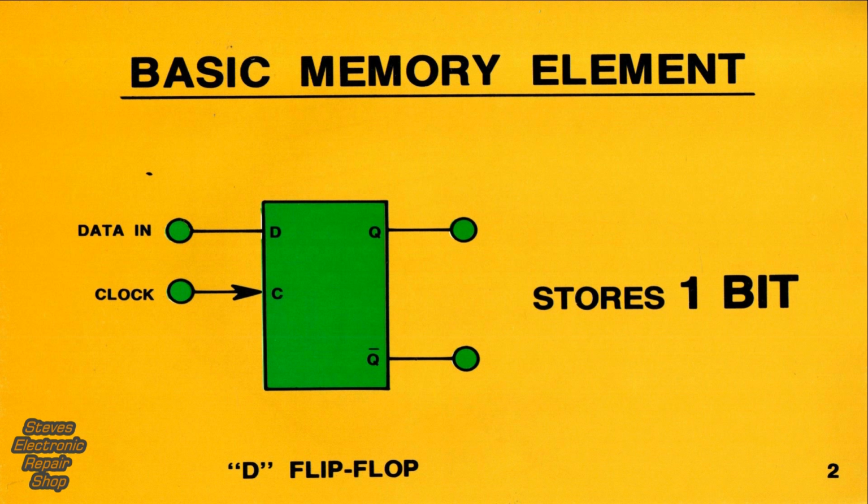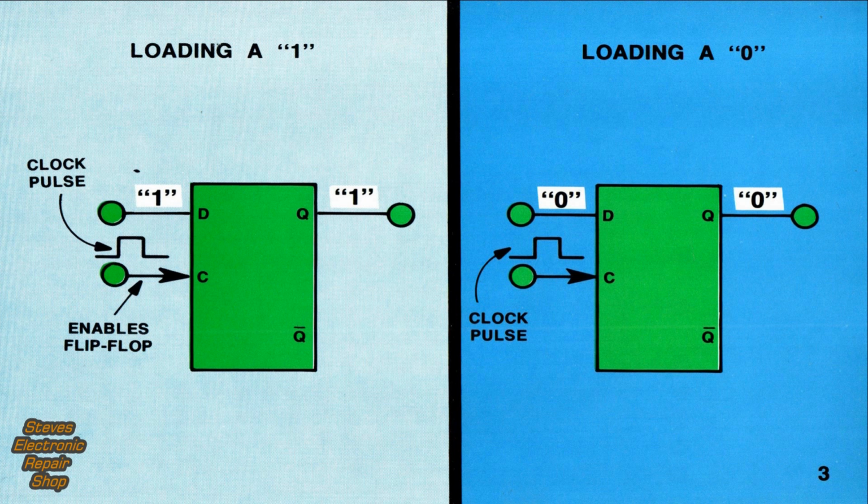One of the simplest memory elements is the D flip-flop shown here. This simple device can store 1 bit of data. Information is stored in the flip-flop like this. The procedure for loading a binary 1 is shown on the left. First, the data is placed on the D input. Then the clock pulse is applied, enabling the flip-flop. The flip-flop changes state, and the binary 1 is latched in on the output. As shown on the right, a similar process is used to store a 0.